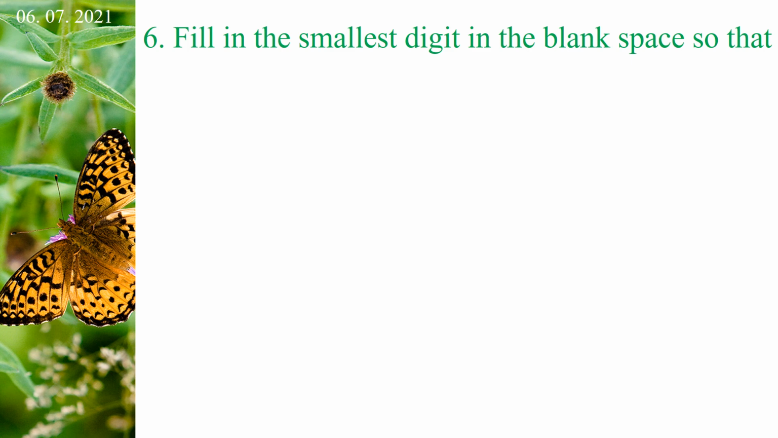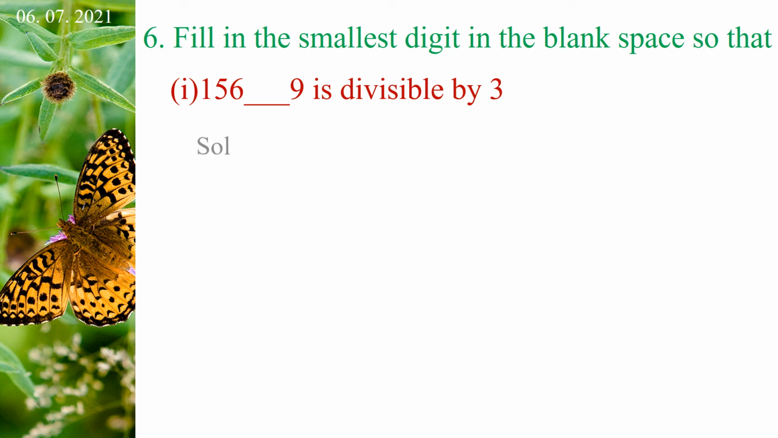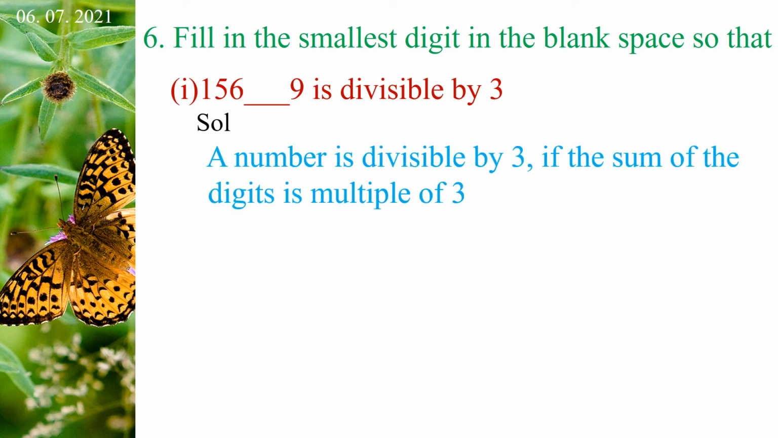Now coming to sixth problem. Fill in the smallest digit in the blank space so that the first one, 156-9, is divisible by 3. We know the rule. A number is divisible by 3 if the sum of the digits is a multiple of 3. So we add the digits: 1 plus 5 plus 6 plus 9 equal to 21. Here 21 is divisible by 3, yes, because 7 3s are 21.